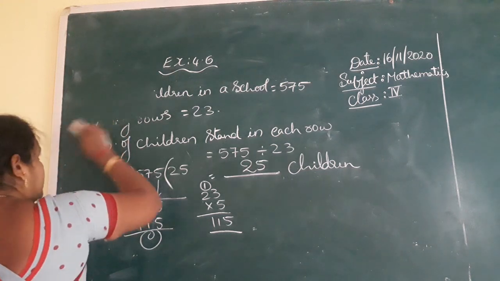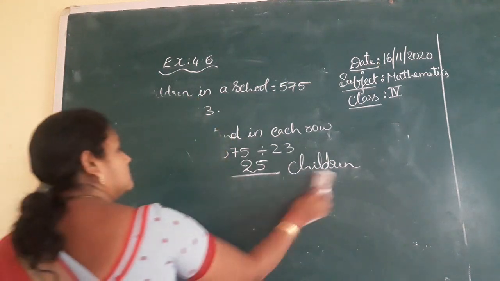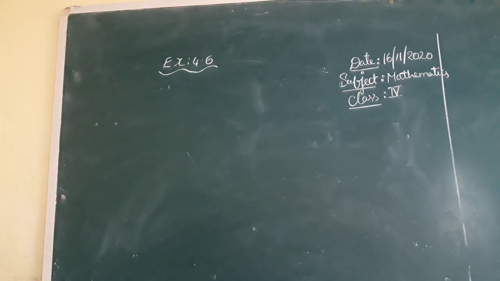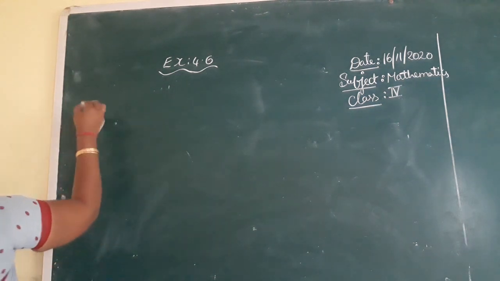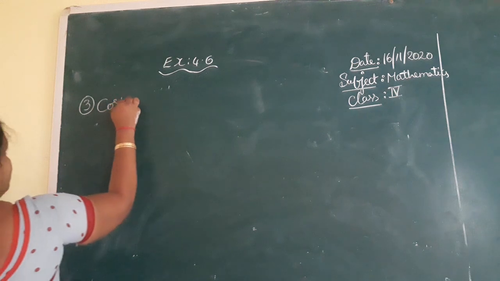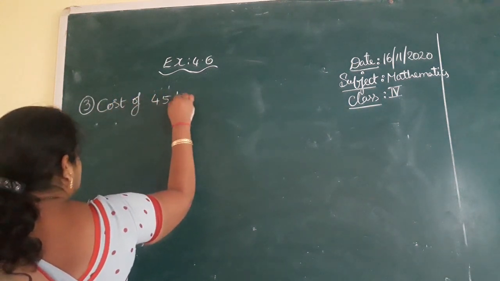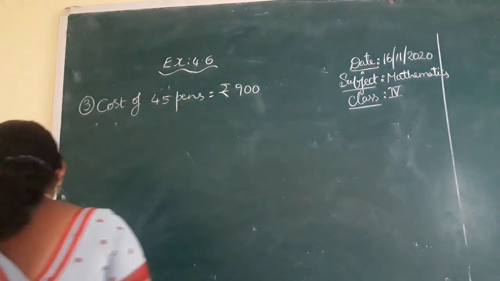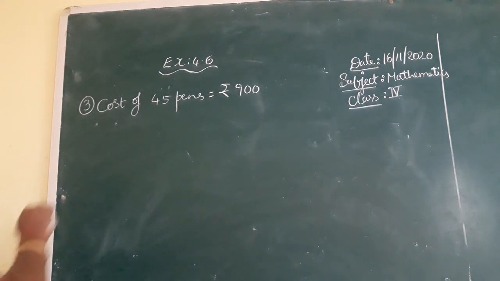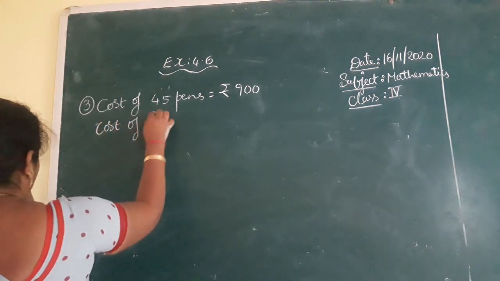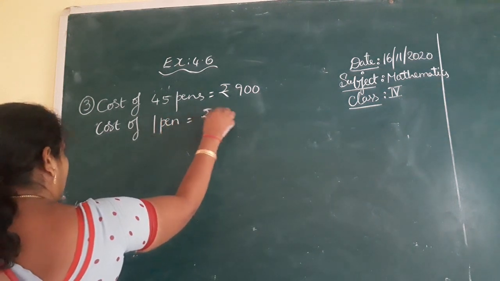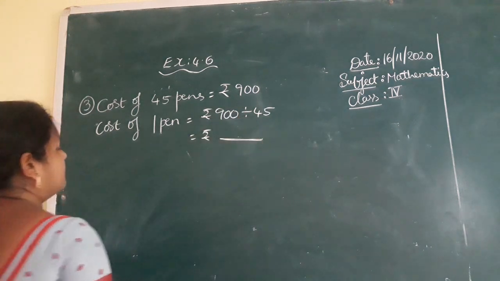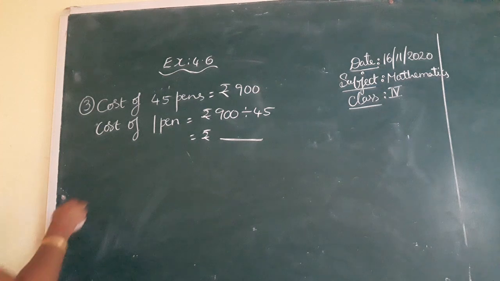See the third question, children. They have given the cost of 45 pens. It is nothing but 900 rupees. And here they are asking us to find the cost of 1 pen. So 900 rupees divided by 45. How much you will get, that much is the cost of 1 pen. Okay, 45 with the 900.